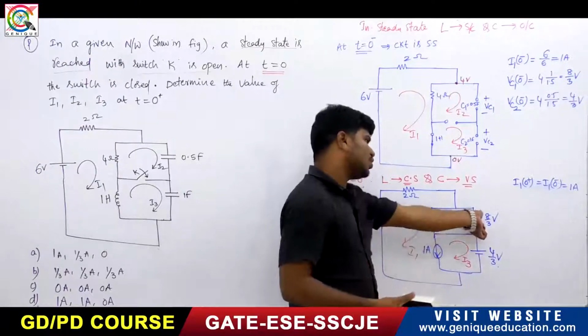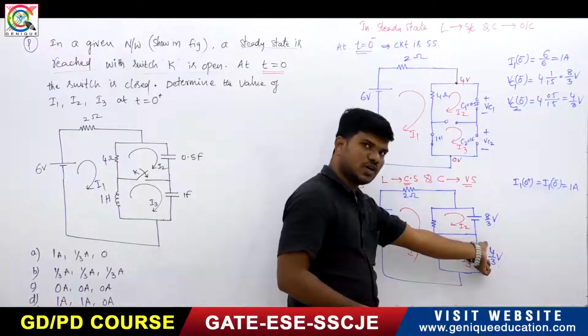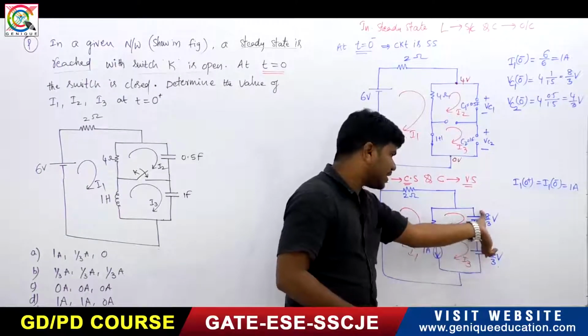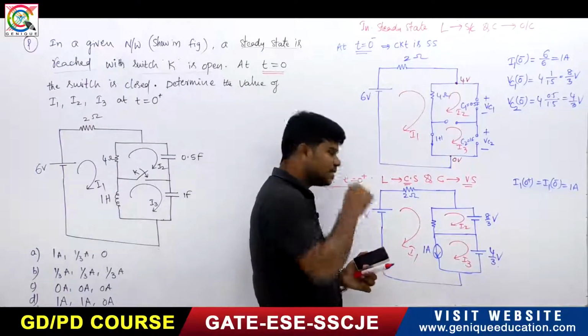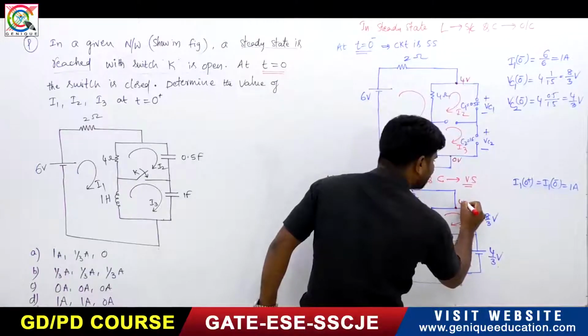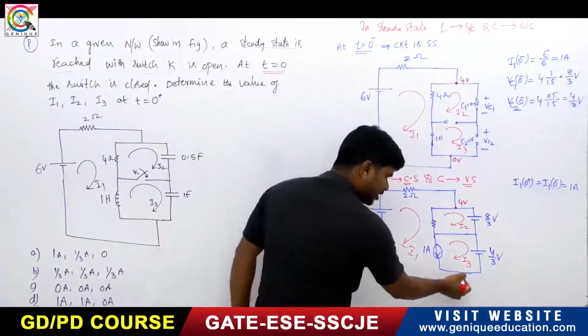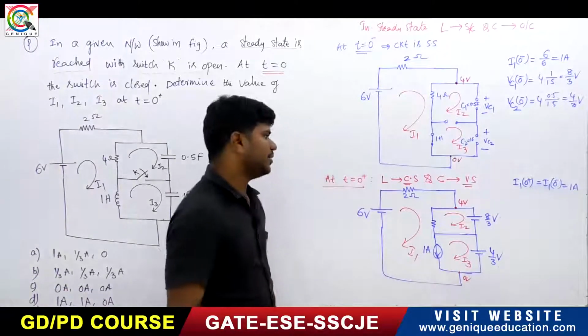So at t equals 0 plus, it is acting as a voltage source. It is also acting as a voltage source. Right? So what is the total voltage? The total voltage is 8 by 3 and 4 by 3. It is 12 by 3, which means 4 volts. So it has 4 volts at this point with respect to this. It is 0 volts. Right? 4 volts at this point.